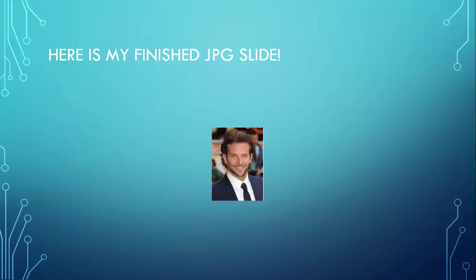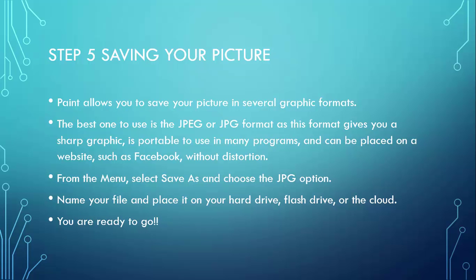In order to use this file, I need to save it. I'm going to save it as a JPEG picture. I said that just a moment ago, and maybe you didn't know what that meant. It is a graphic format. A graphic format is the file structure that is needed to save a picture. JPEG or JPG is the simplest, neatest, and sharpest picture that you can get for use in all types of situations. I can put it in a Word document, a website, post it on Facebook, send it as an email, and it does not get distorted.